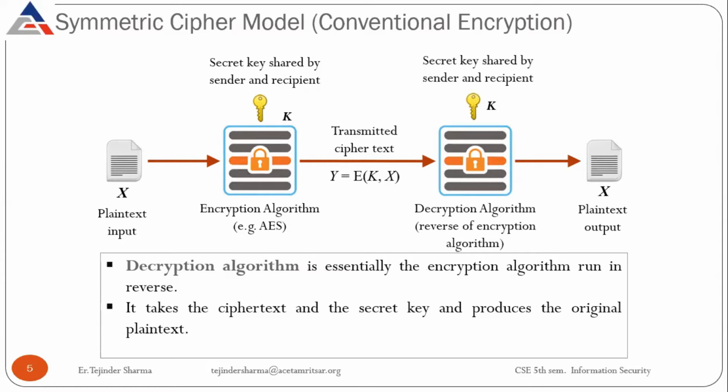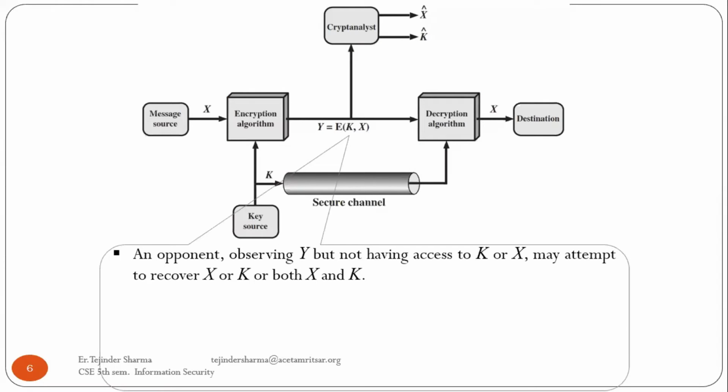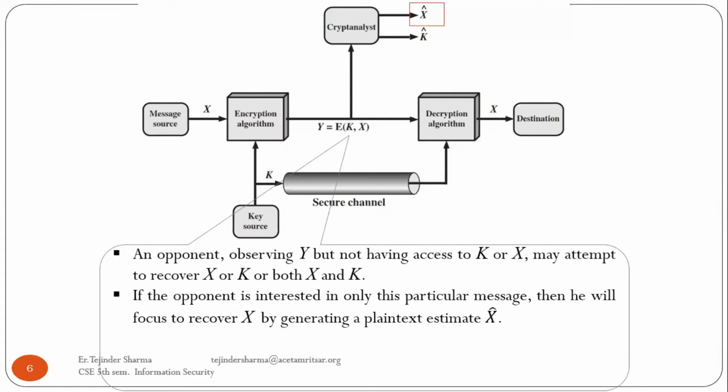Now, the decryption algorithm is essentially the algorithm run in reverse, and it is usually at the receiver side. It takes the ciphertext and secret key as the input and converts it into the original plain text. So this is how, this is the block diagram, you can say. An opponent means a cryptanalyst or the hacker, one and the same thing. A cryptanalyst is the person who has the knowledge of decoding signs. That means he is the person who takes the ciphertext as an input and tries to recover the plain text or guess the key.